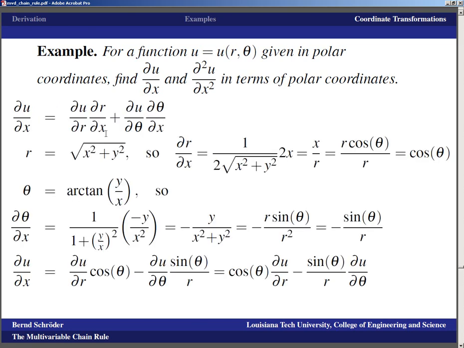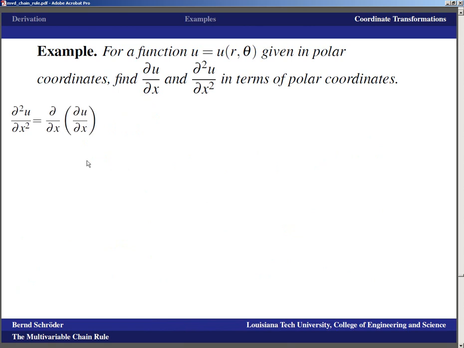What we have seen is that the partial derivative of any function with respect to x is equal to cosine theta times the partial derivative of the function with respect to r, minus sine theta over r times the partial derivative of the function with respect to theta. So in essence, we have written the differential operator, as these things are ultimately called, partial derivative with respect to x, in terms of the operators partial derivative with respect to r and partial derivative with respect to theta.